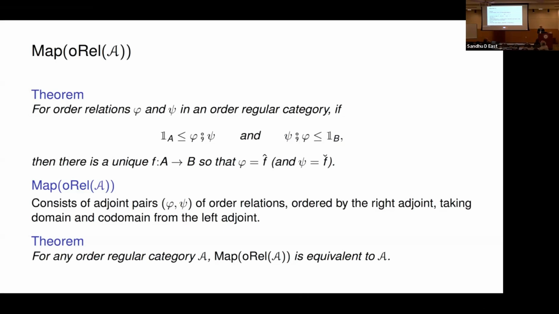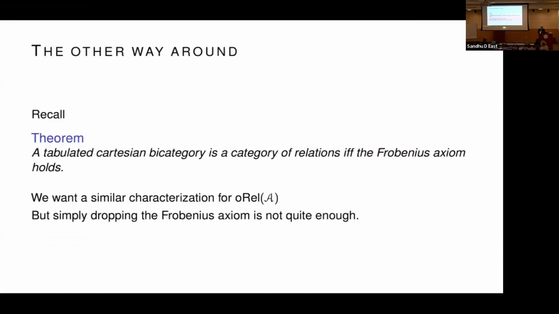We want the other half. The other half is the interesting thing, because that's the one that says if I have a category of abstract relations, I can find its regular category. I want the analog of that for order relational categories. So just to remind you, the tabulated Cartesian bicategories are the categories of relations if and only if the Frobenius axiom holds. That's what we want. And we want to find, well, what can we replace Frobenius with?